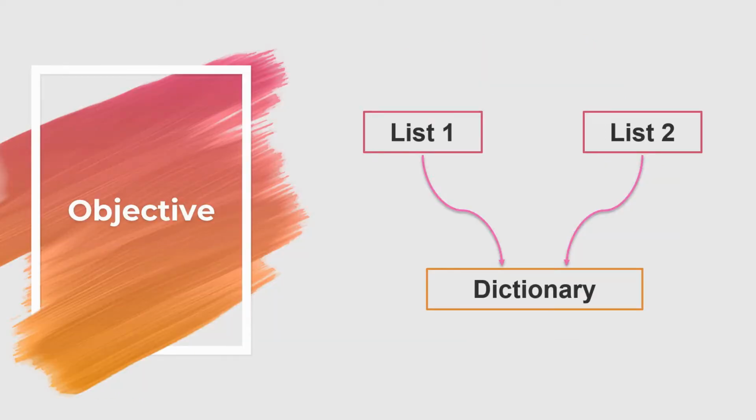First we will see the objective. We have a list 1 and list 2. We need to combine these lists to get a dictionary. Here the main requirement is list 1 and list 2 must have the same size.